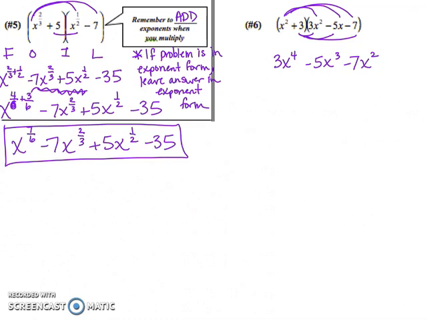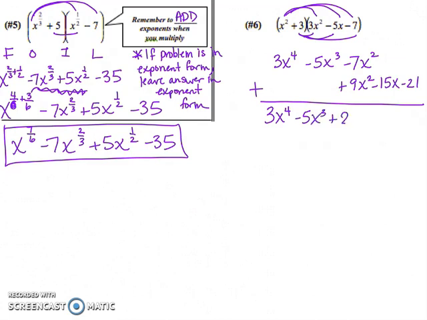Now I'm going to multiply the 3 times everything. 3 times 3x squared is going to be 9x squared. I'm going to go ahead and write that under the -7x squared because they're like terms. 3 times -5x is -15x, and 3 times -7 is -21. So now I'm going to combine my like terms, but really the only 2 like terms that I have are those x squared terms. So I'm just going to have a lot of terms in my answer. 3x to the 4th minus 5x cubed plus 2x squared minus 15x minus 21. And again, I can't combine or simplify this any further because these are all different terms. They all have different exponents.